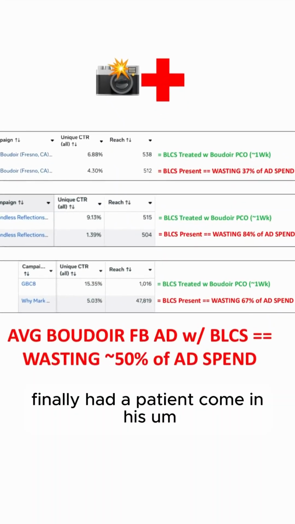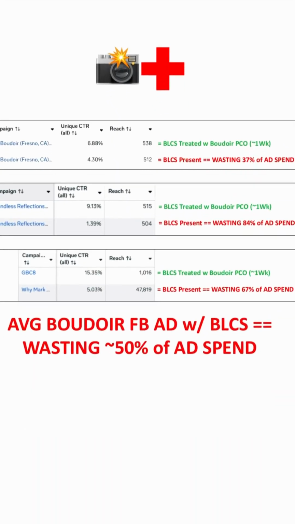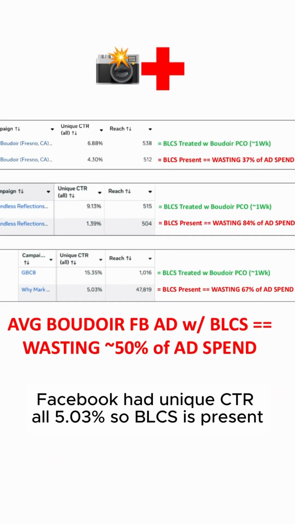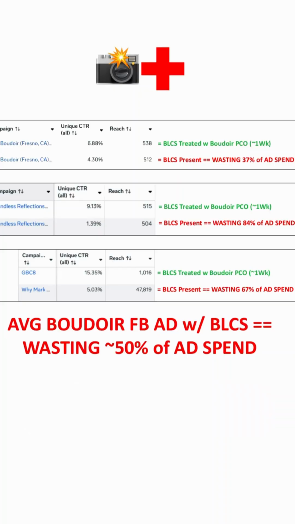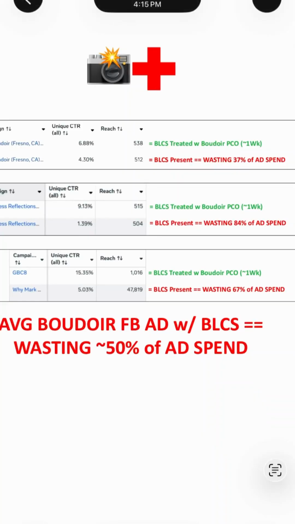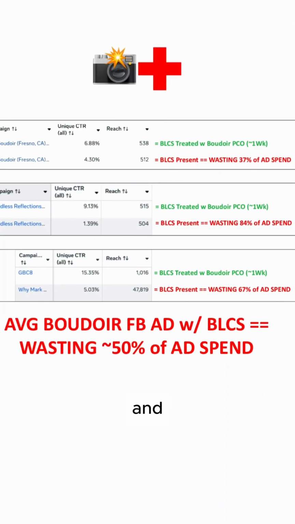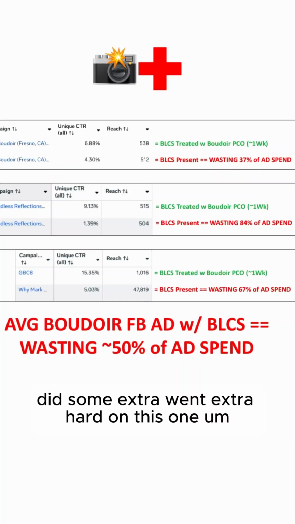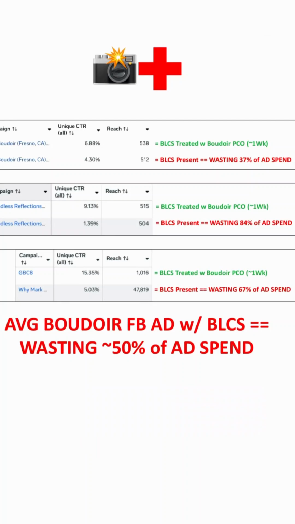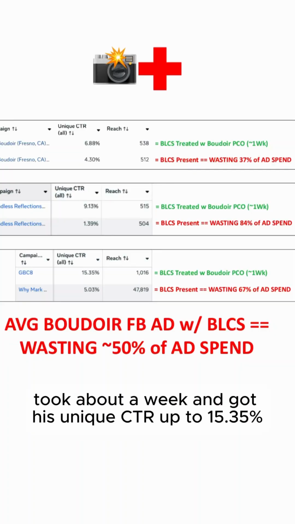Finally, had a patient come in. His boudoir Facebook ad unique CTR was 5.03%. So BLCS is present. And so we duplicated it, went extra hard on this one. Treated with Boudoir Pico, took about a week, and got his unique CTR all up to 15.35%.